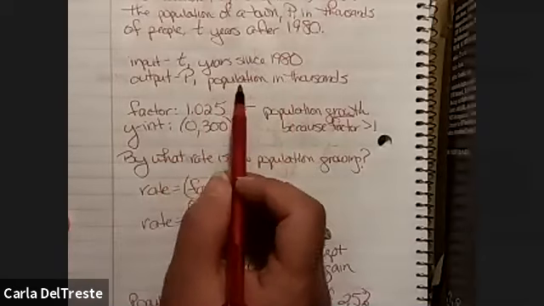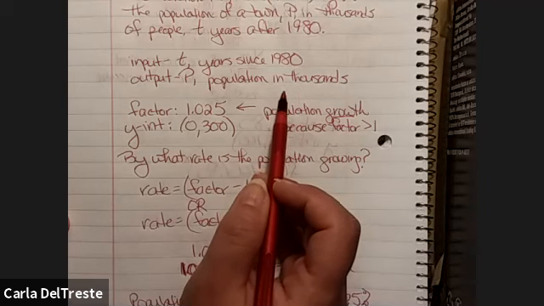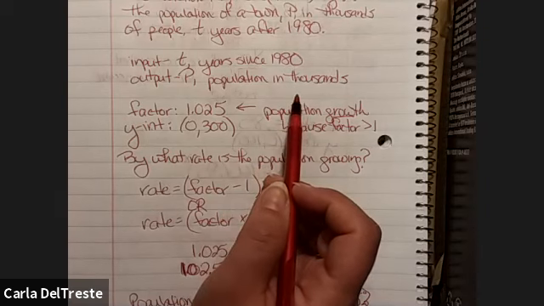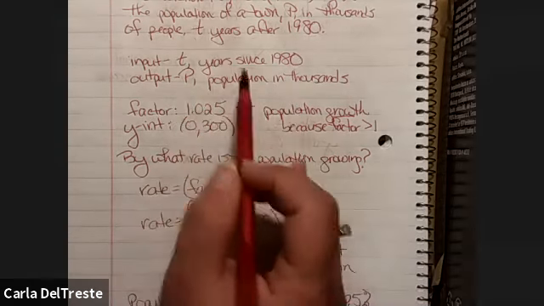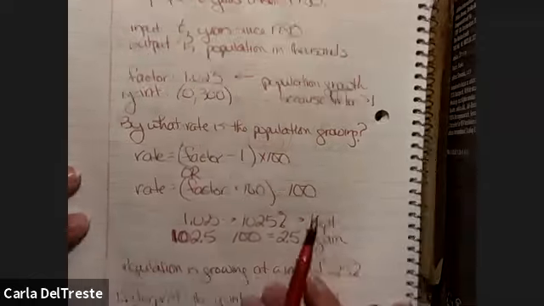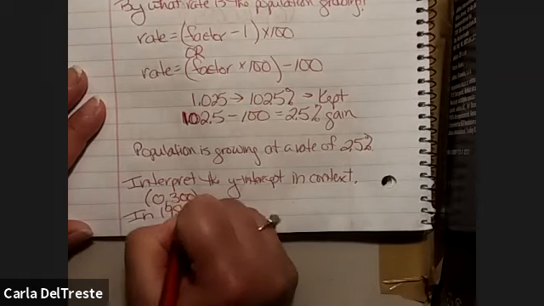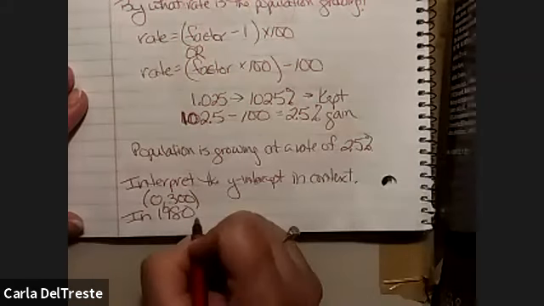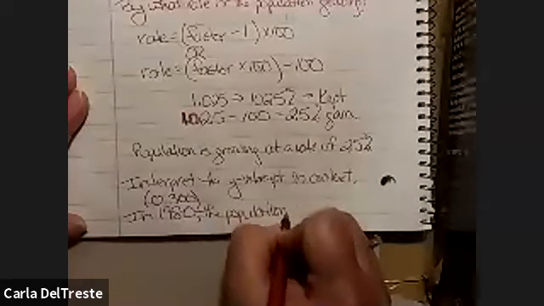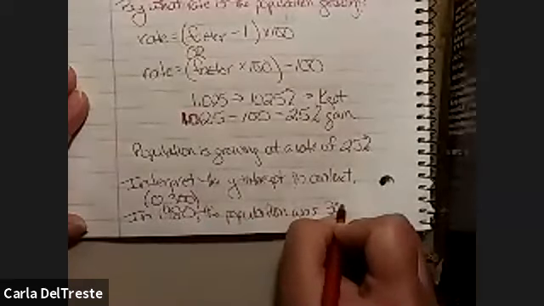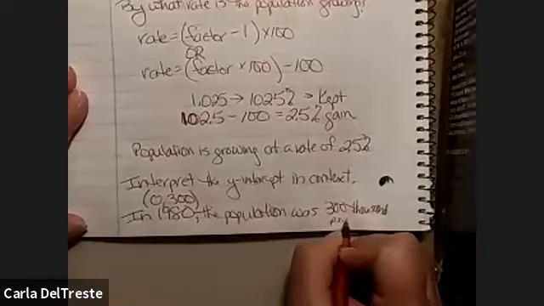And my output is population in thousands. So that must mean that the town has 300,000 people. And that answers my question right there. So I have half of it done already if I state the input and output. So that's what I'm going to write as my sentence. In 1980, because again, no years have gone by, the population was 300,000, remember the units on that, people.